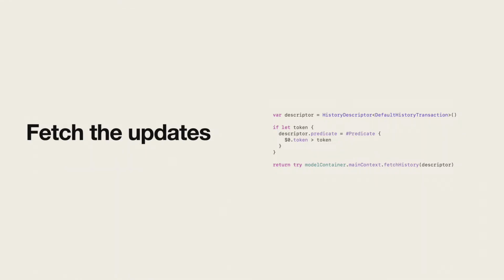In order to create these history transactions, you need to create a descriptor. You then assign a predicate to the descriptor. This code example is using the predicate macro to define it, which is nice, very Swift-like syntax. And here all we're wanting to check is that the token is newer, which is pretty cool.